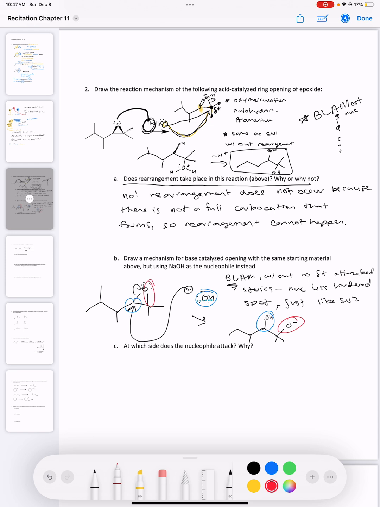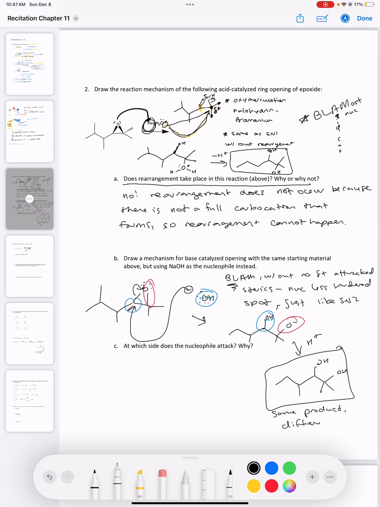Then we would usually add some kind of acid to get OH here, and then also OH here. You still have your methyls in this. So you end up with the same product, but by a different mechanism.